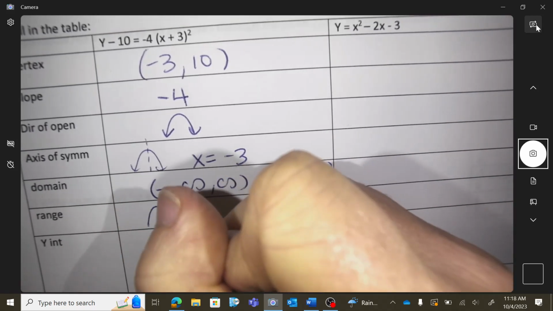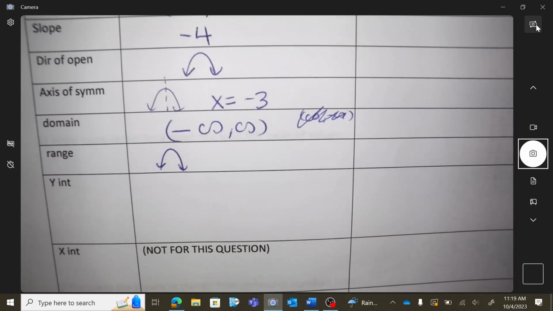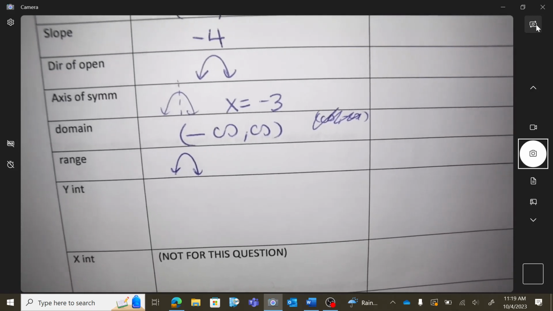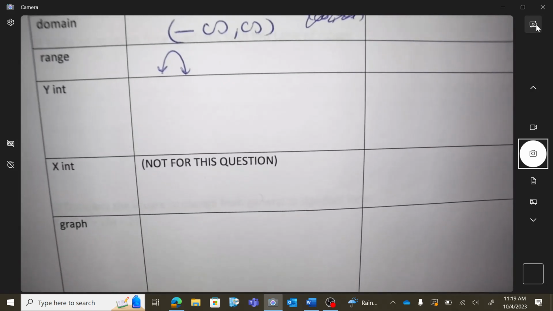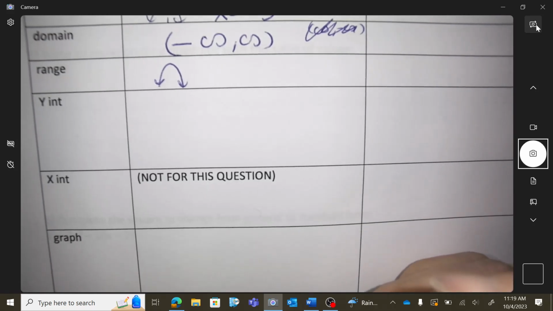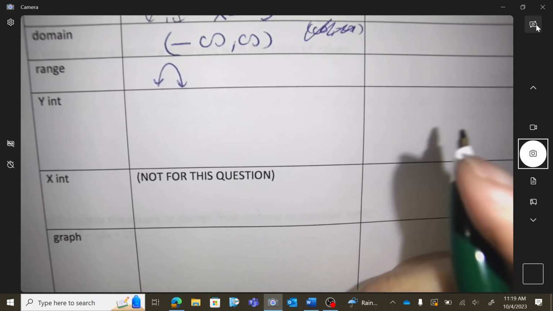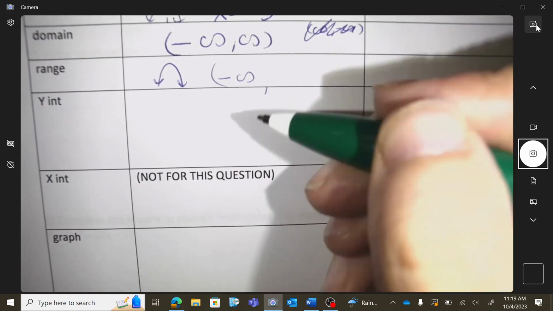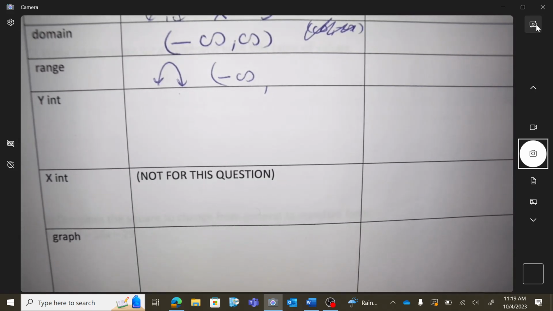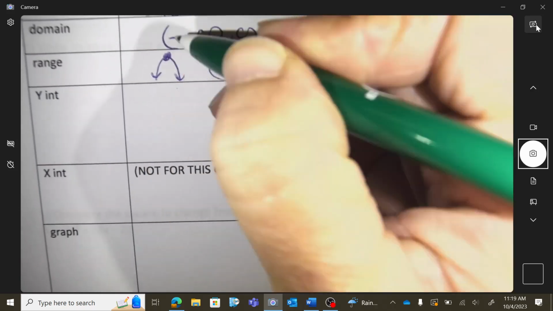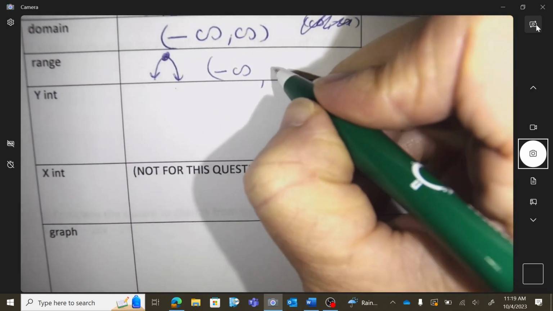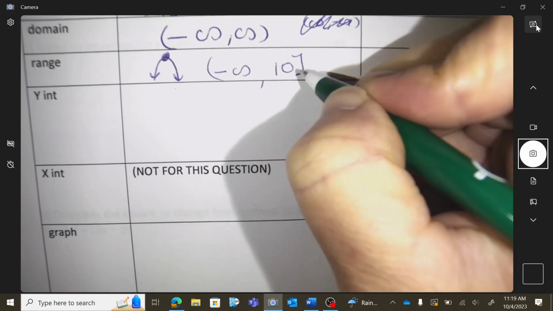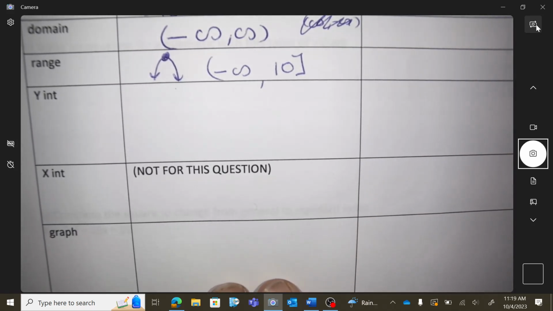Okay, the range. I'm going to visualize this. And you have to go in an order of what's the lowest to the highest. You have to be in that order. So the low, it's heading downward, so negative infinity, to the highest height of, what's the height up there? Did you pick 10 from your vertex, the height of your vertex?